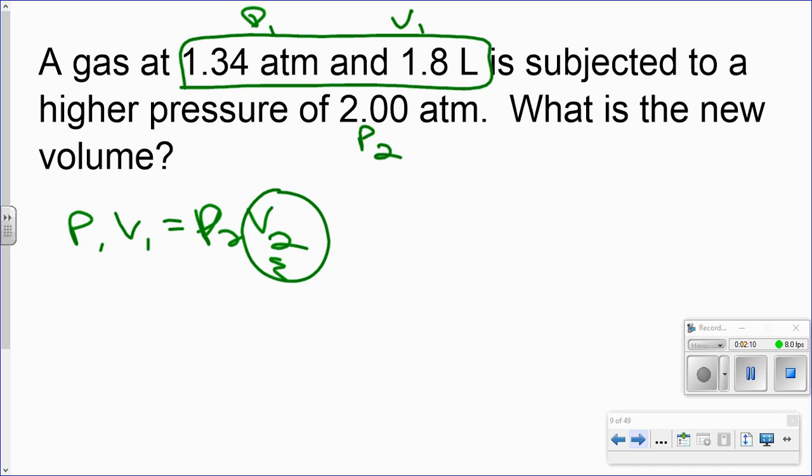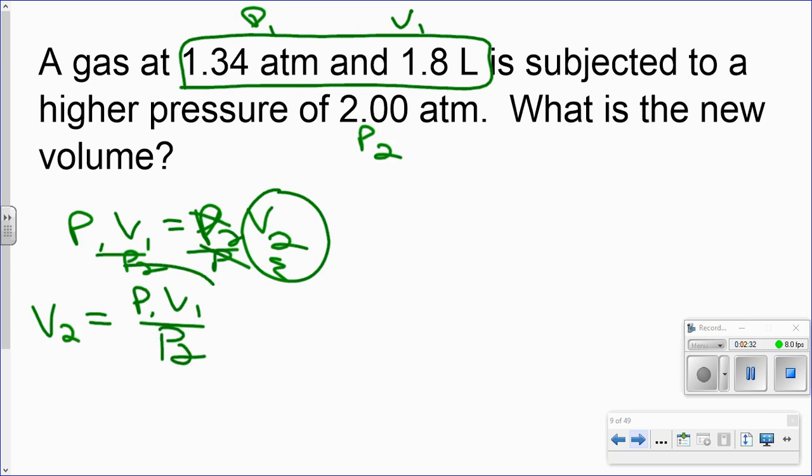It appears my pressure is increasing, so that should decrease my total volume. My answer should be less than 1.8 liters. In class I like to get X alone, and since X is V2, I'm just going to divide out by P2 on both sides, crossing that off, and I end up with P1 V1 over P2. So I'm going to plug into this equation.